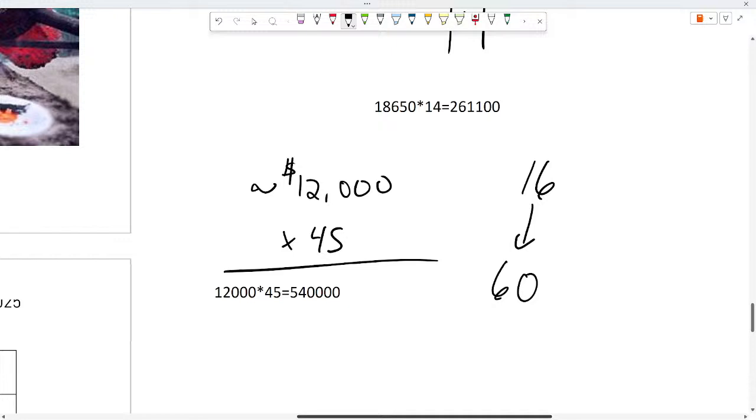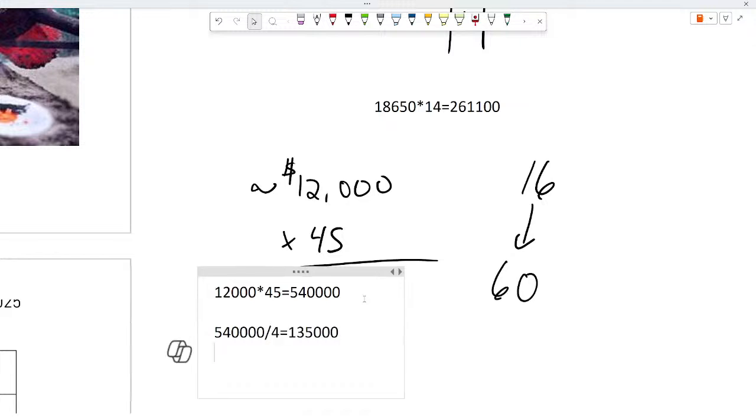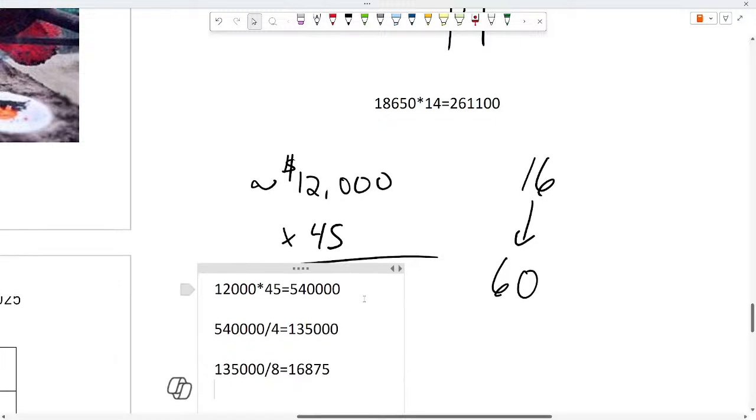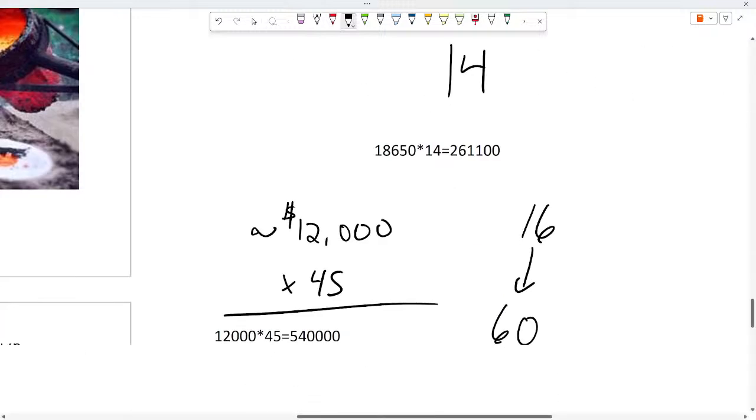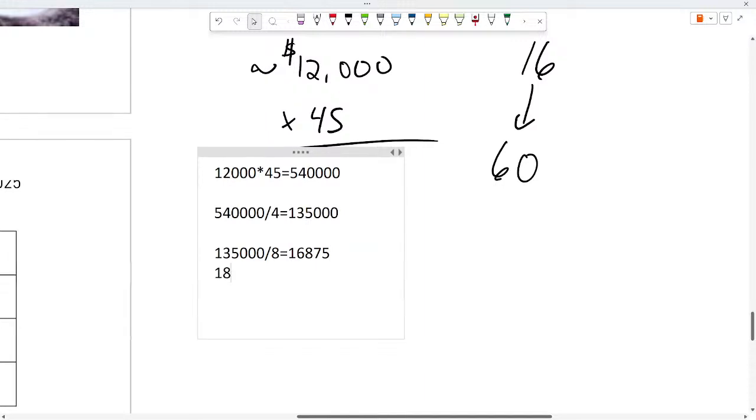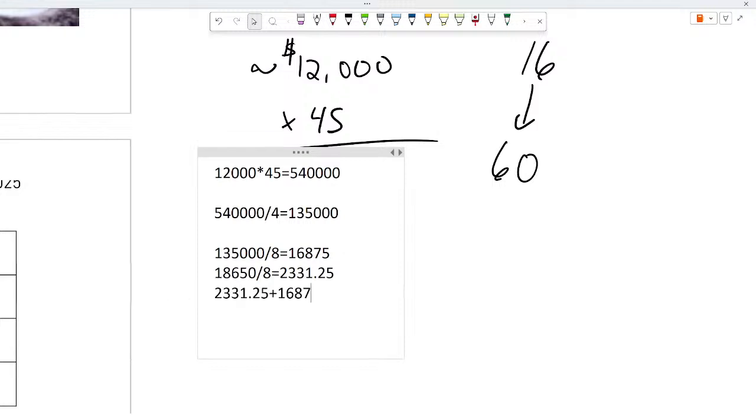How many years are you in high school for? 4 years. Let's divide that by 4. What do those 4 years pay you over the course of your life per year? 540,000 divided by 4, about 135,000. How many courses do you take in a year? 8, right? So you can make a strong argument that each class you take, in addition to costing you whatever a sixth of, plus what's 1/8 of 18,650? 18,650 divided by 8, about 2,331. What's 2,331.25 plus $16,875? Your school, each course you take in school this year.